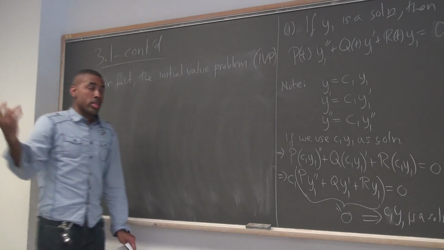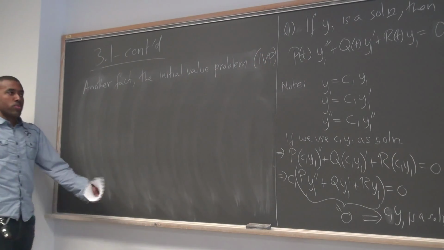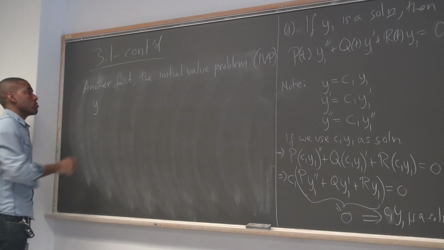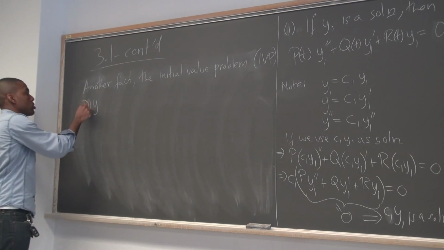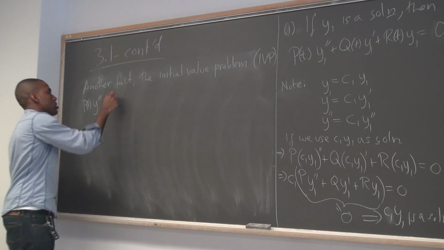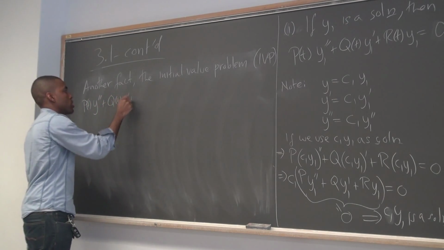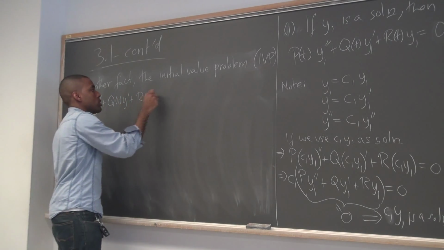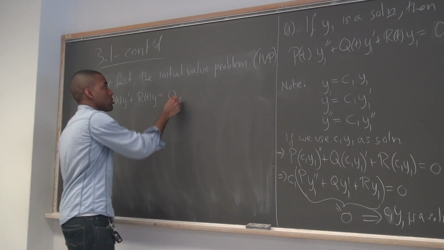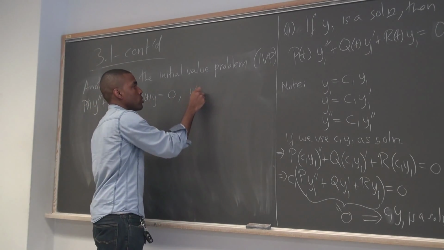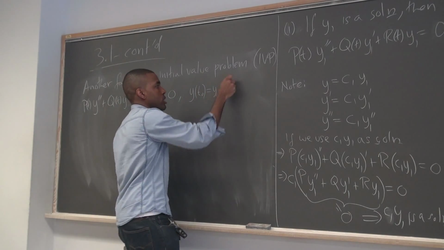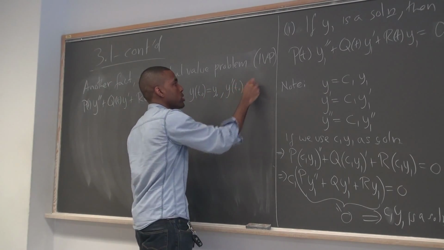There's something called an initial value problem. It simply means I give you a differential equation and the initial conditions. So you would be given two initial values, where I would give you the y value at some point, and I would give you the y prime value at some point.